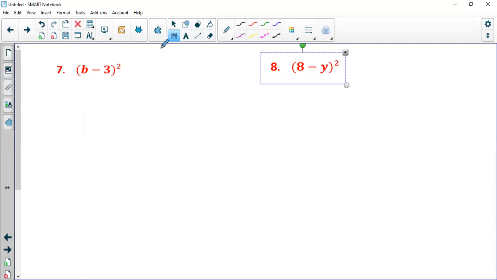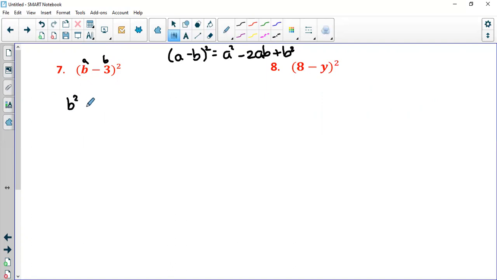Again here it's now minus. If it is minus, it's the same as the previous formula, but there is a small difference, because that's going to be minus 2ab rather than plus 2ab. It's going to be minus 2ab. Okay, so this is in place of a, this is in place of b. So this is going to be b square minus 6b plus 9.